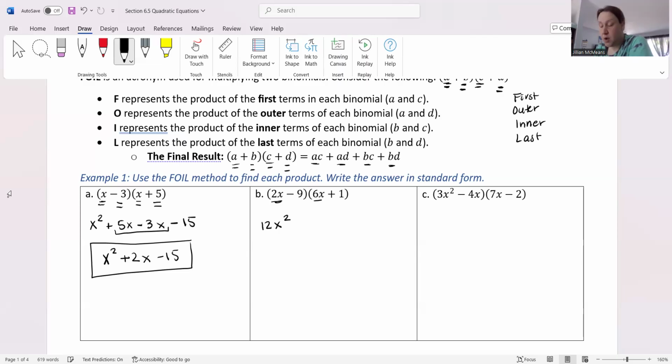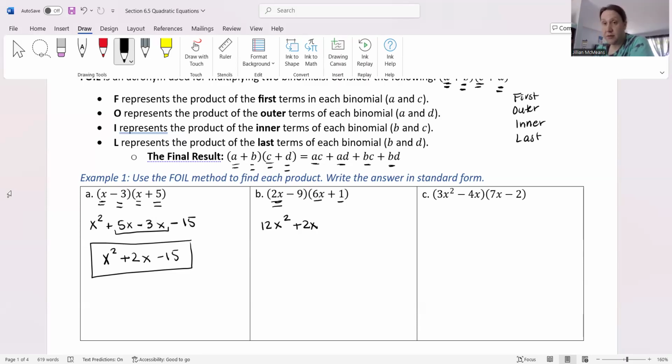squared. Okay, we multiply the 2 and the 6. We need to multiply x times x. That's multiplying 2 terms with the same base. So we keep the base of x and then we add the exponents. Next, I need to take 2x and multiply it by 1. 1 times 2x is just 2x. Now I'm done with the 2x in the first binomial.